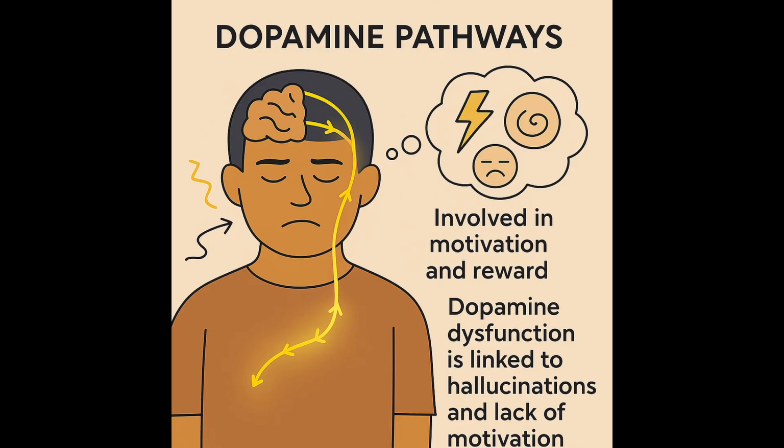In the animation, this might be visualized by glowing dopamine pathways like light trails connecting parts of the brain. Certain pathways overactive, bright red or flashing, while others are dim or broken. The character showing emotional dullness or hearing imaginary voices, representing both excess and lack. This stage helps explain how chemical imbalances, not just structural brain issues, contribute to schizophrenia symptoms and why medication is often needed to restore balance.